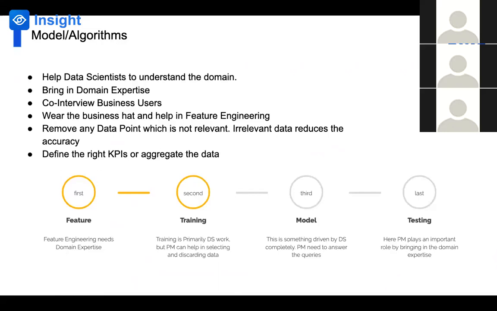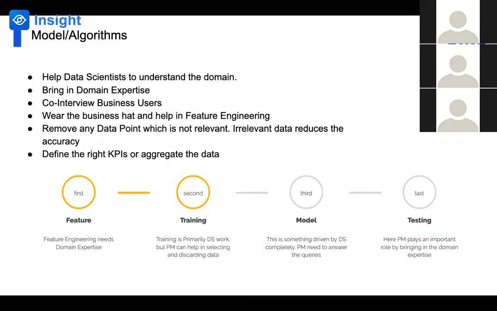They will come and ask, okay, I see this kind of behavior. Does it make sense? You should be in a position to make a good judgment call there. And to do that, you will have to talk to a lot of different end customers and business users to build that expertise. They will come and ask, does this data look relevant to you? Or should I go ahead and use this particular data point or not? Should I use this kind of KPIs or not?